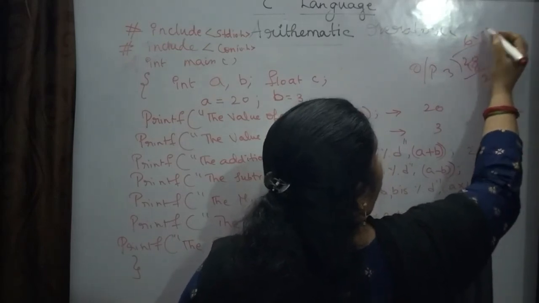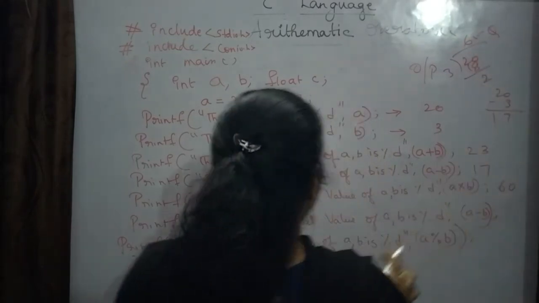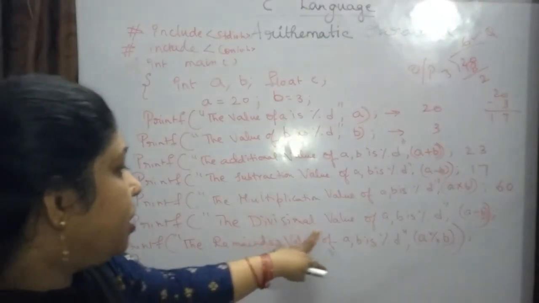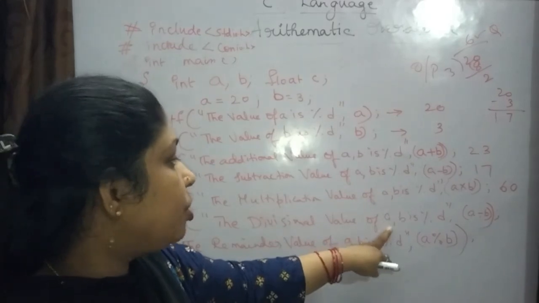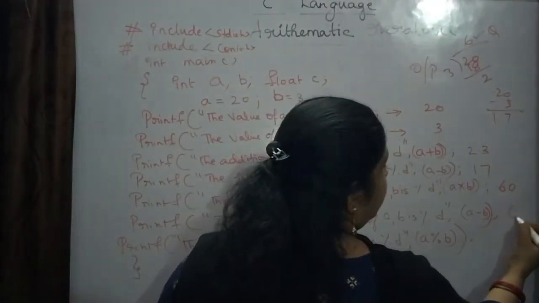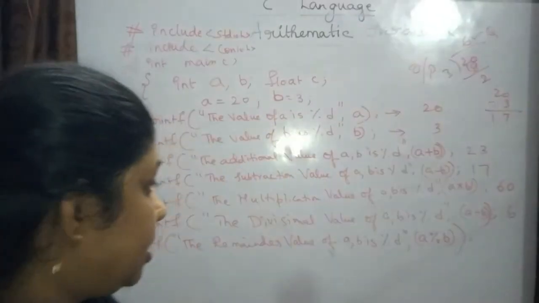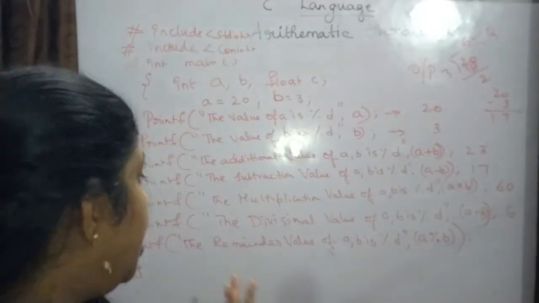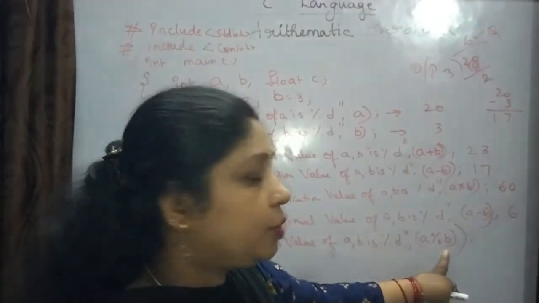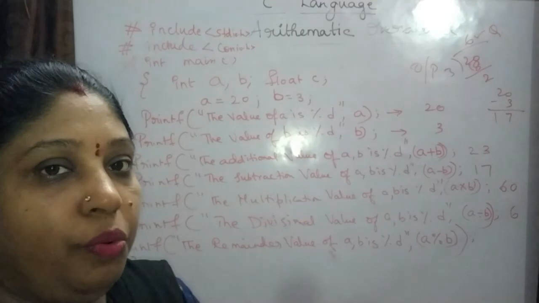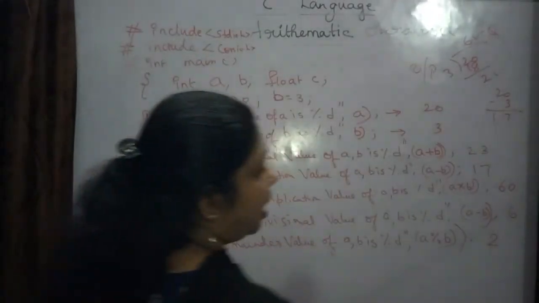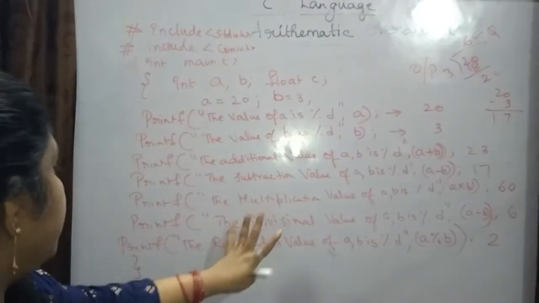Okay. So this will be the answer. This is the quotient. So here you have to concentrate, the divisional value, the quotient value, it will display. So this is the quotient. So it is displaying output is 6. Now here the remainder value of A comma B is, that means A modulus B means it will give the remainder value. So here the remainder value is what? 2. So the outputs are like this.